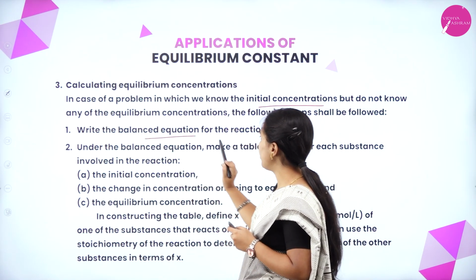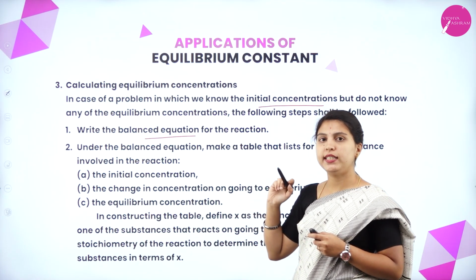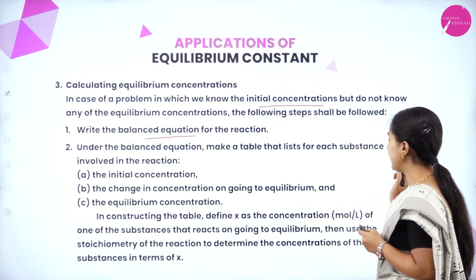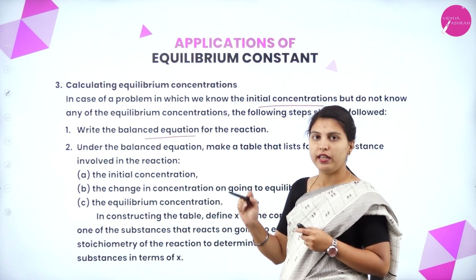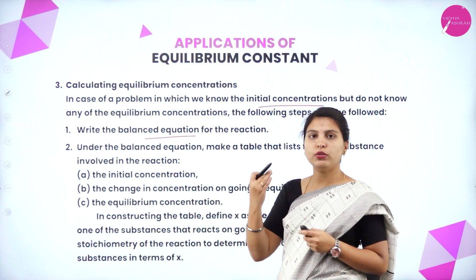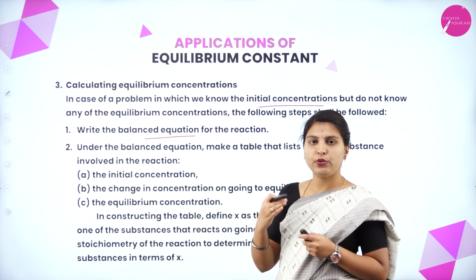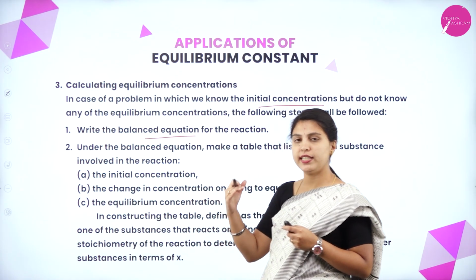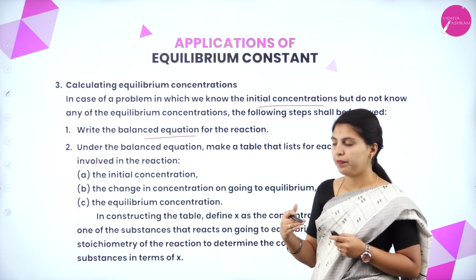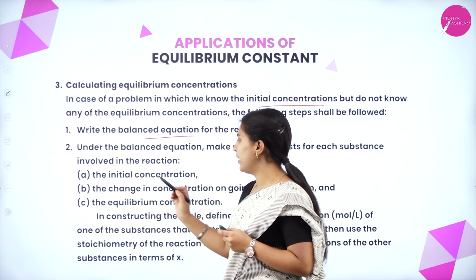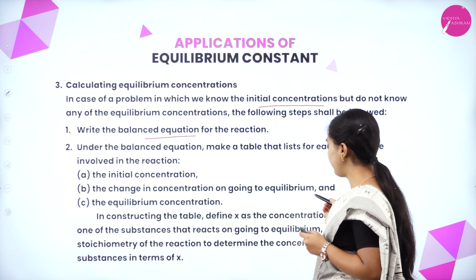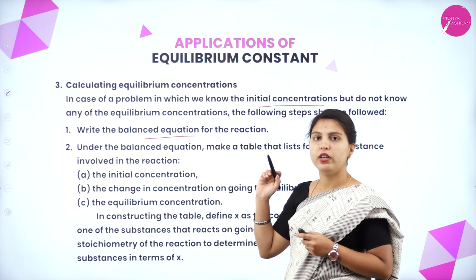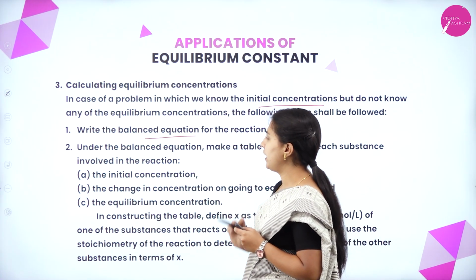Write a balanced equation for the reaction. Under the balanced equation, make a table that lists, for each substance involved in the reaction, the initial concentration, the change in concentration on going to equilibrium, and the equilibrium concentration. Like you know how to balance the reaction, then you will interchange the moles. You have to specify each and every concentration, of each and every reactant you have used. These are the three steps you have to note down below the balanced equation.